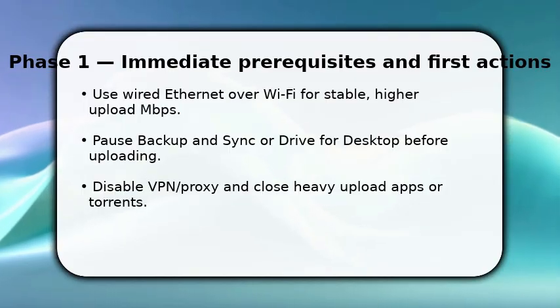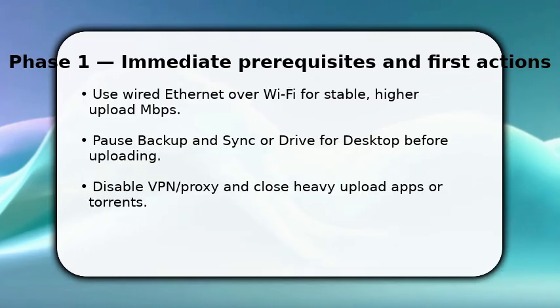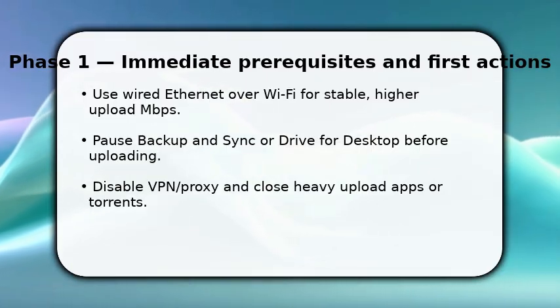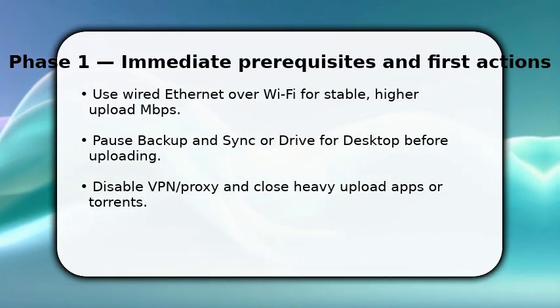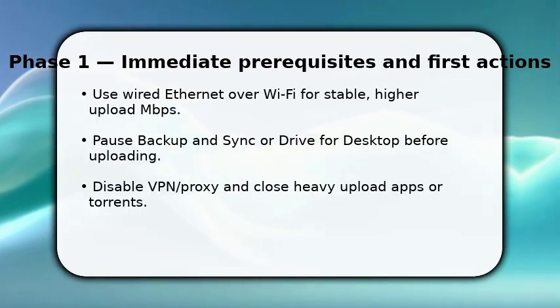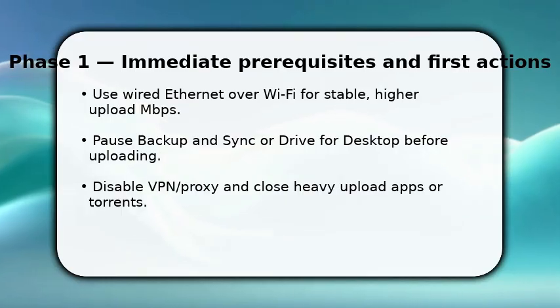You start by getting the network and client ready. Plug into Ethernet and stop Drive for desktop or Backup and Sync. This prevents file conflicts and parallel uploads that choke bandwidth. Once done, disable any VPN or proxy because routing adds latency and packet loss.